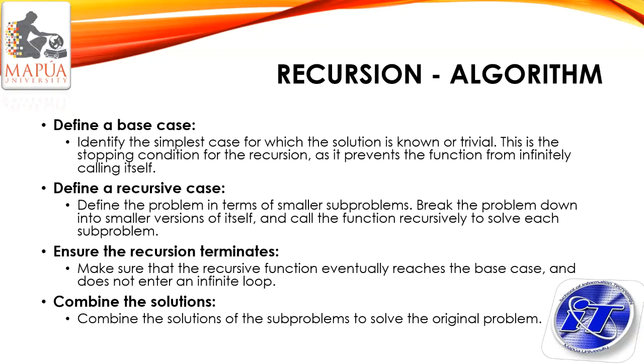And third, we need to ensure the recursion terminates. Okay, don't forget that every loop, even if it's non-recursive, should terminate. It should not be an infinite loop. And then fourth, we combine the solutions of the different cases to have our solution for the original problem.